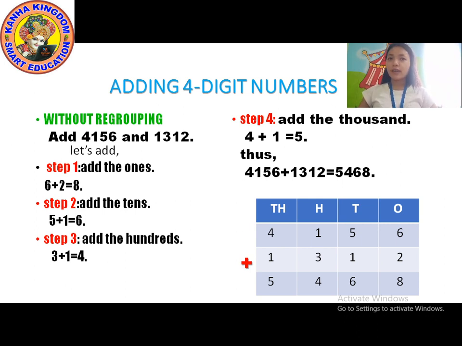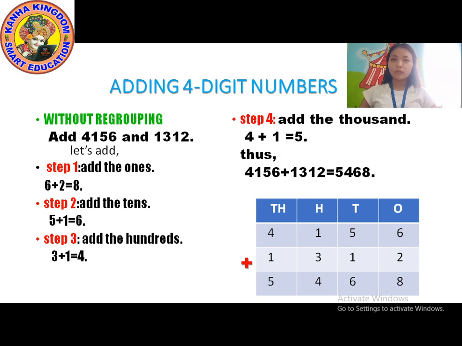While adding 5 and 1, we got 6 as a sum, right? 5 plus 1 equals 6. So while adding the tens, we got 6 as a sum of these two digits, 5 and 1. So write 6 in the tens column.